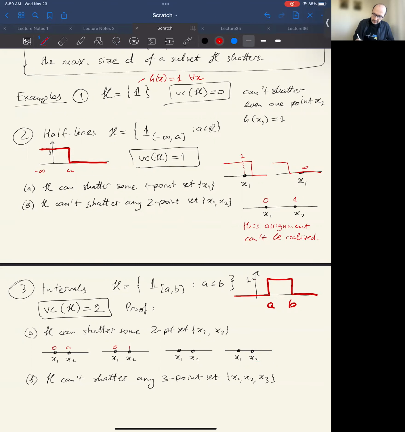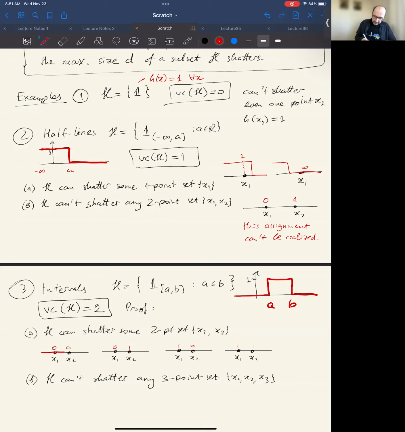0, 1, 1, 0, and 1, 1. Okay, again, we claim that H shatters this set, and therefore it must realize any of these 4 possible assignments. But that's easy, right? How do we find functions that do this?